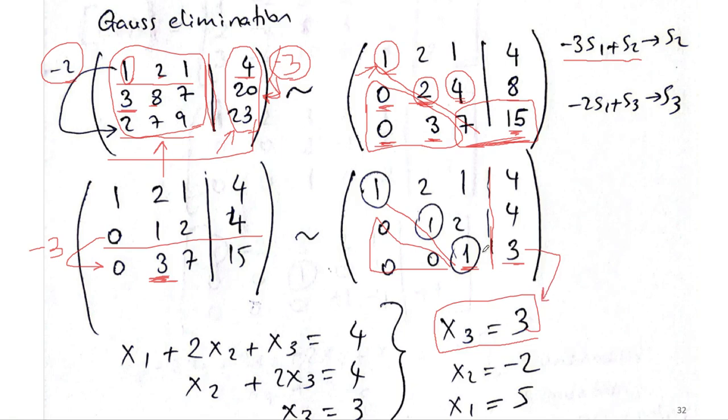And then you can write the second row, x2 plus 2 times x3 equals to 4. But since x3 equals to 3, then we get x2 equals to minus 2. And finally, just plug in all the previous values, and then we find x1 equals to 5.